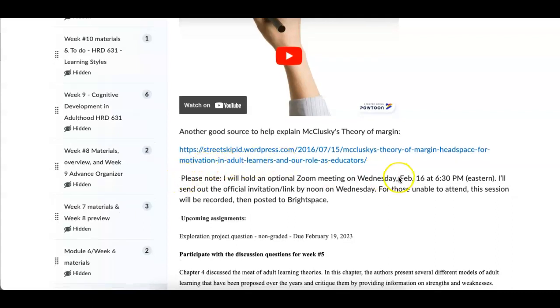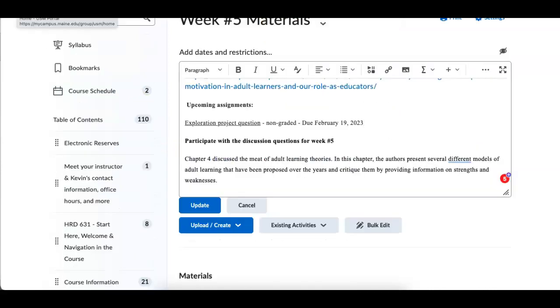By the way, there is no Zoom meeting. Let me just correct that. So as you can see from the previous screen, I had in there an optional Zoom meeting. We have no Zoom meeting this week. Once again, no Zoom meeting this week. I corrected that, and so what you're getting in the announcement is correct. I thought I had taken that out, so I apologize.